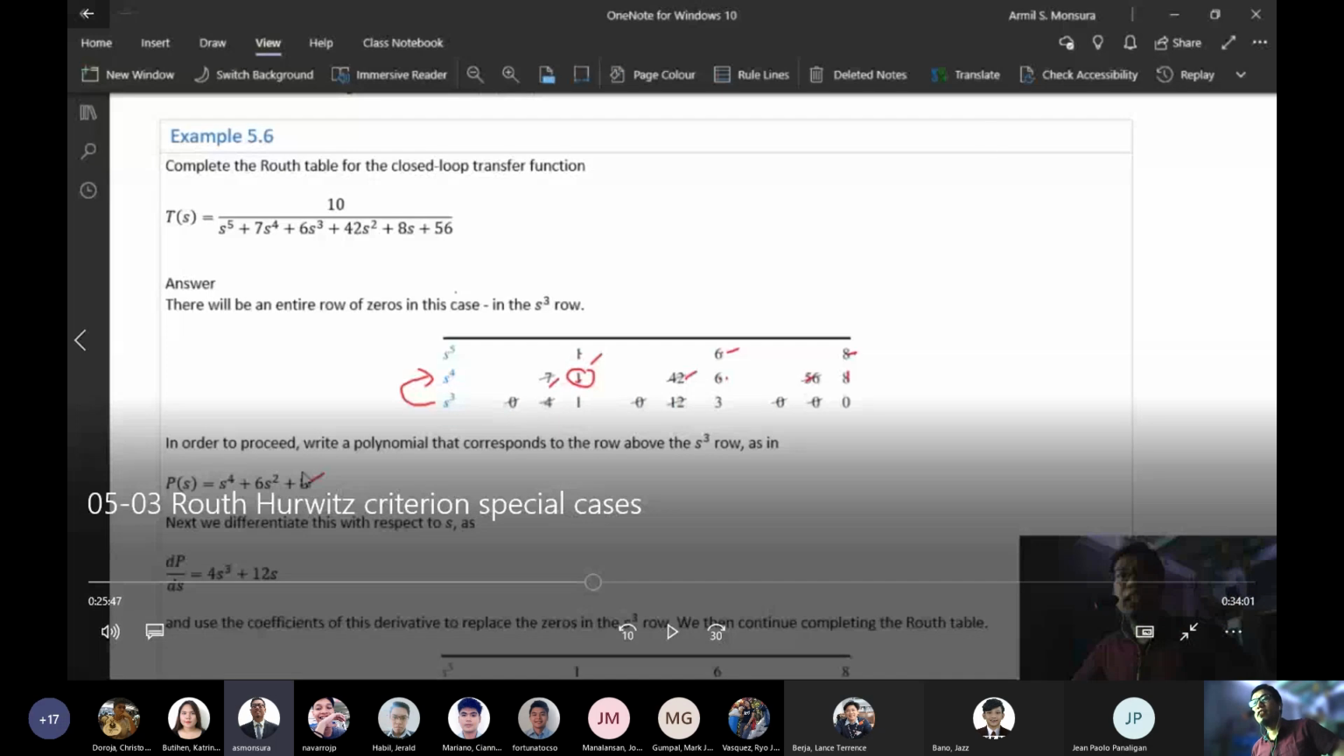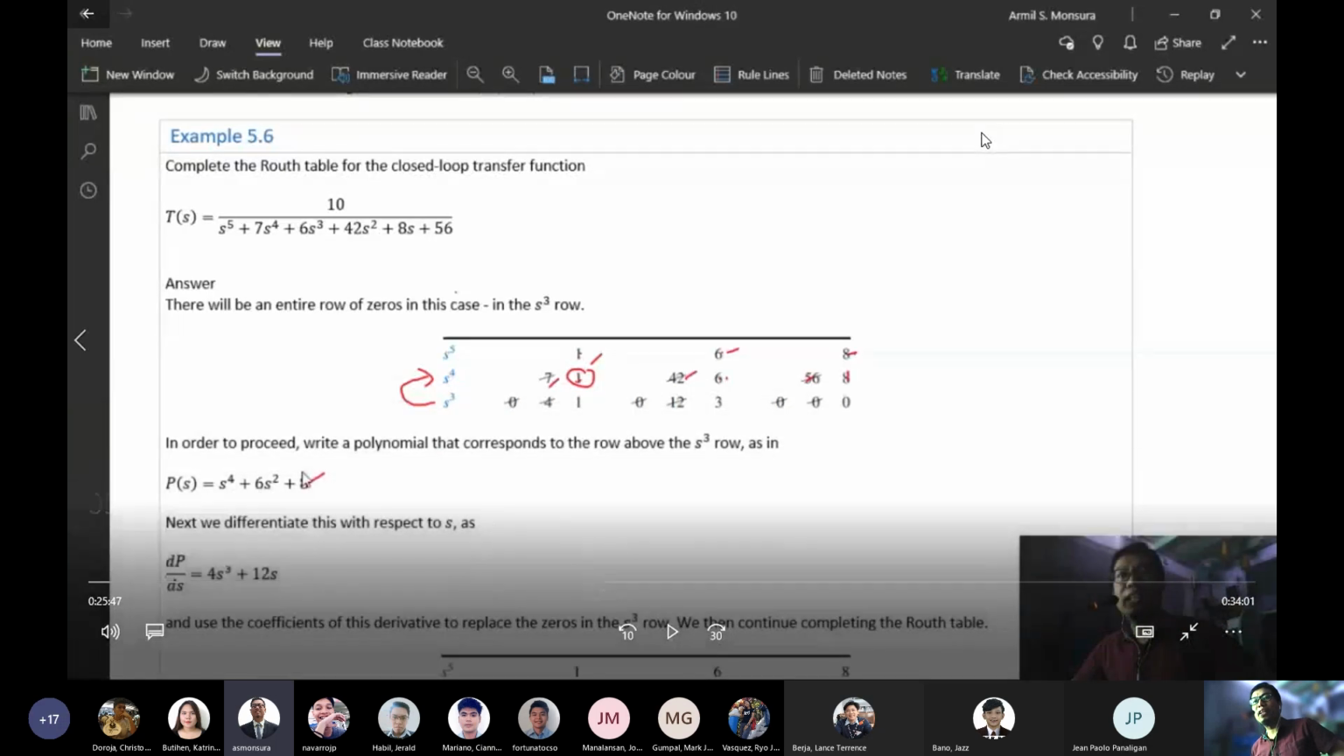Maliwanag yung part na yon. Yung pagkuha ng polynomial kapag nag-entire row 0 siya. Mukhang isa lang ang nakakuha. Dalawa, tatlo. Okay, so mukhang maliwanag naman ha. Sigurado kayo. Okay, so sige.